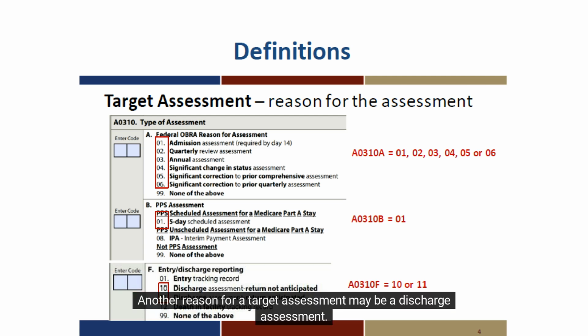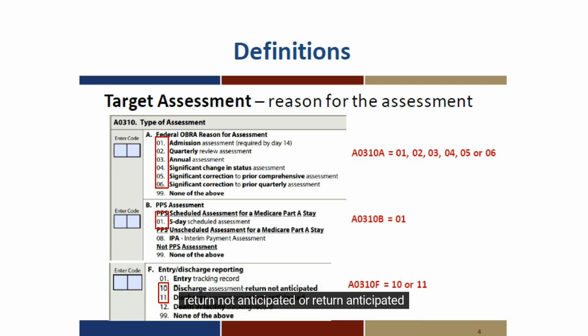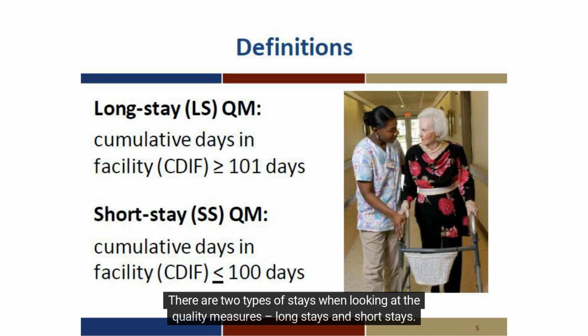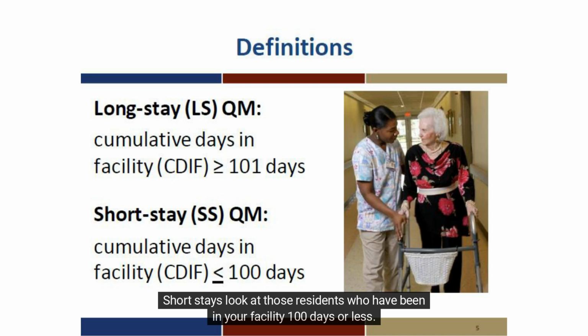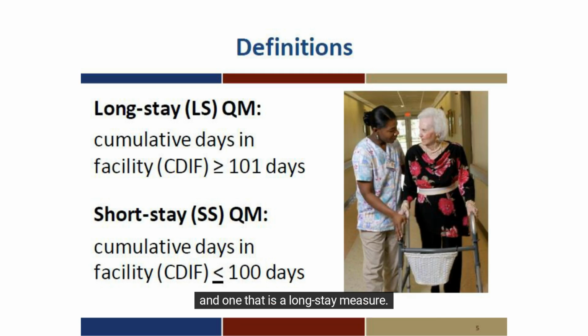Another reason for a target assessment may be a discharge assessment. The discharge assessments considered for this quality measure are those coded as 10 or 11 in item A0310F, return not anticipated or return anticipated. We'll go through a few definitions. There are two types of stays when looking at the quality measures: long stays and short stays. Short stays look at those residents who have been in your facility 100 days or less. In this presentation, we are looking at two antipsychotic quality measures, one that is a short stay measure and one that is a long stay measure.